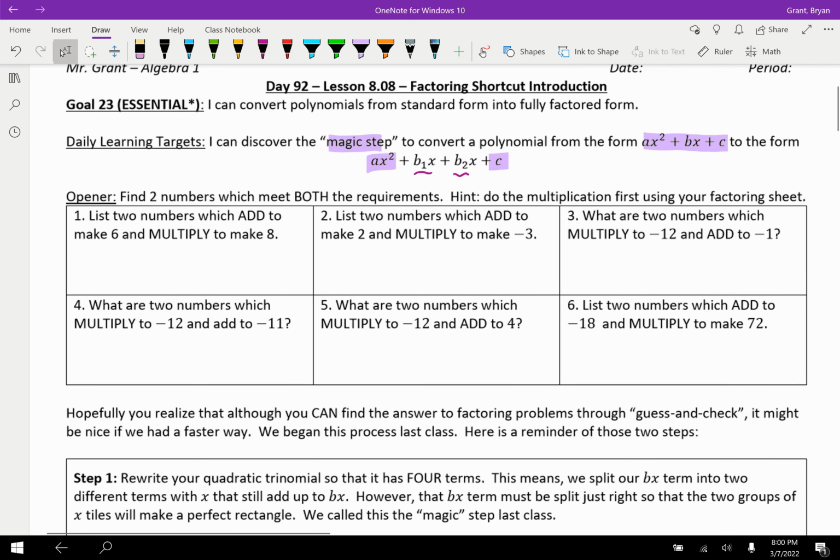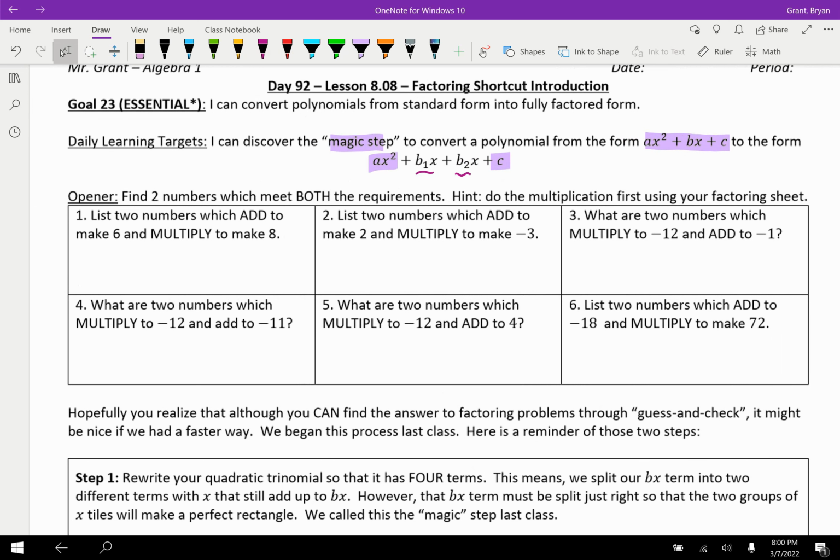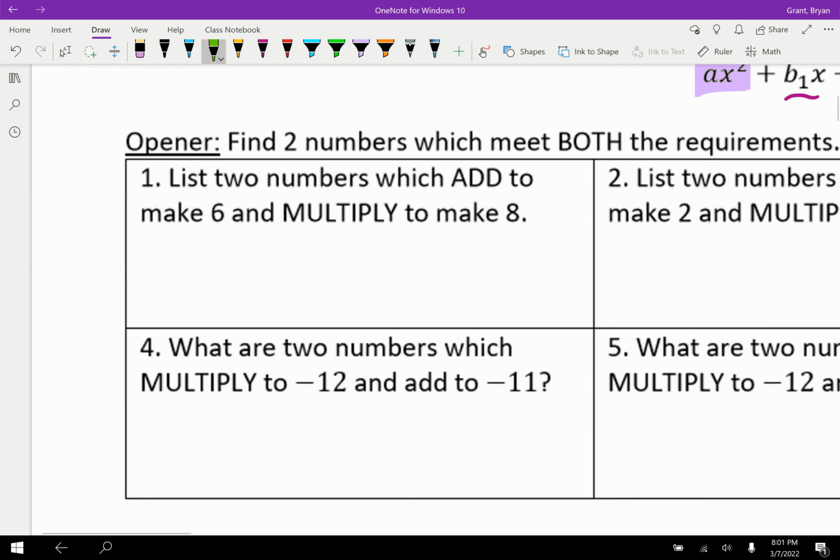Our opener is kind of like a puzzle. They need you to find two numbers that meet both of the requirements. So, for example, on the first problem, they say list two numbers which add to make 6 and multiply to make 8, right? We need two numbers that do that. Now, you might be tempted to start with adding to make 6, but we need to realize that even though we're working with only nice integer numbers in this unit, there's no fractions or decimals, there's an infinite number of ways to make 6, right?